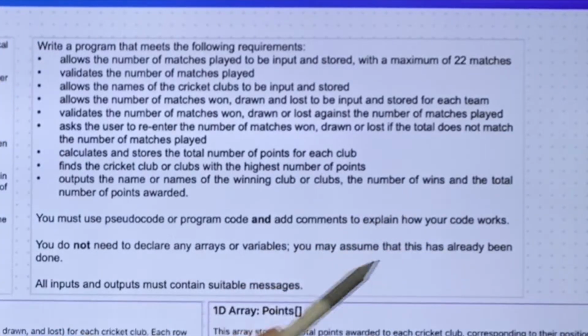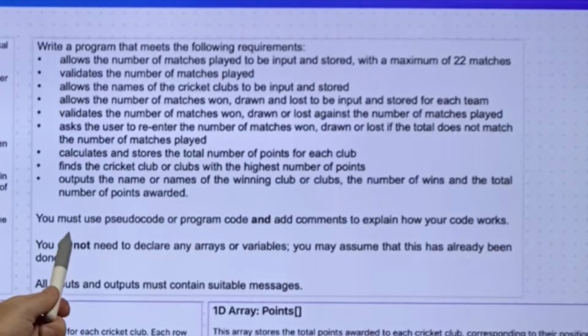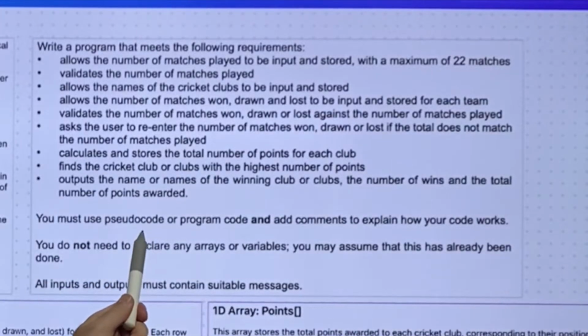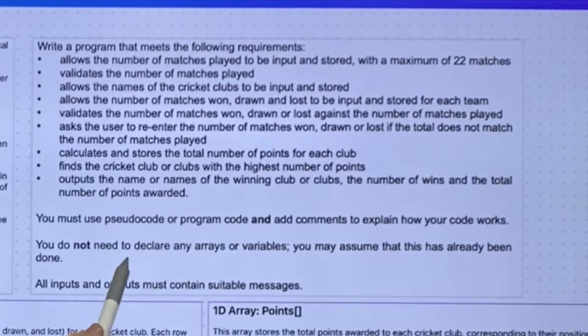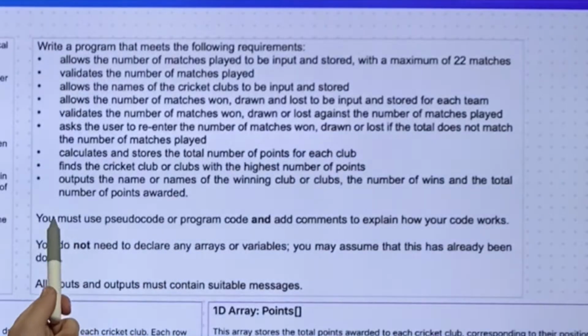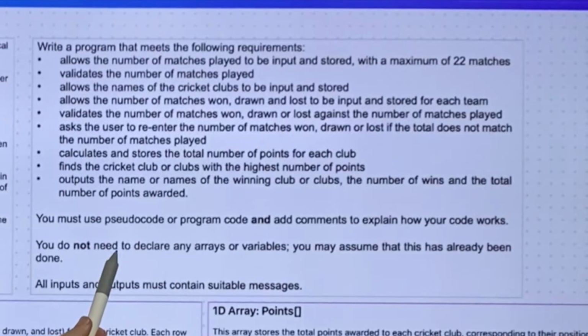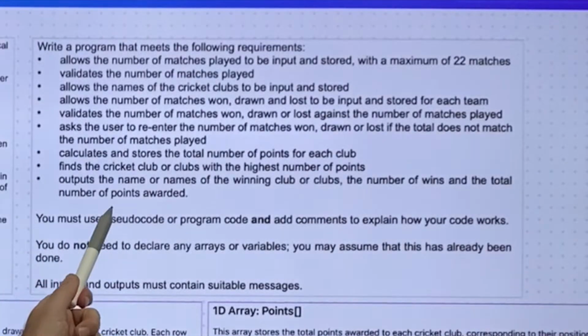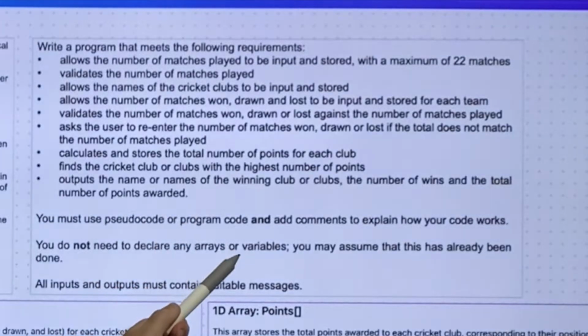The number of wins and the total number of points awarded. Okay, you must use pseudocode, or some kind of variant on pseudocode, because all pseudocode is different. They're not too fussed at IGCSE about it, as long as it's sort of understandable. I'll show you some reasons why in a moment, because it does say you must use pseudocode or program code, okay?